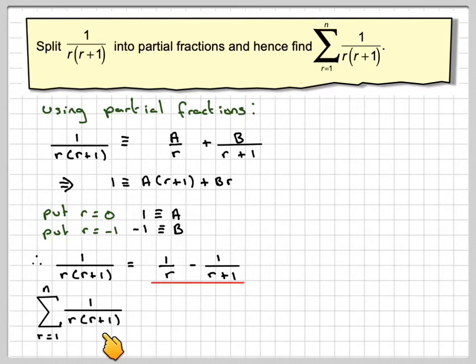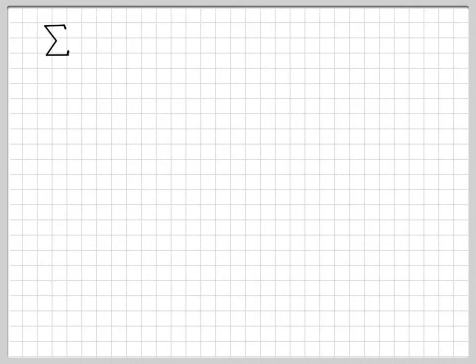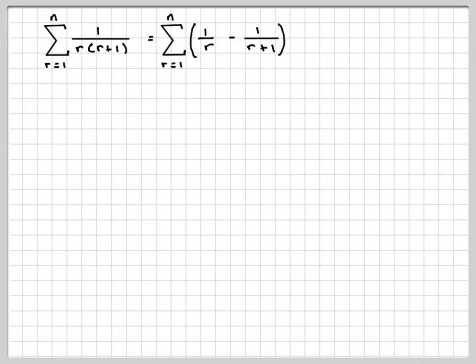Right, it says then use that to find the sum from 1 to n of 1 over r times r plus 1. So the first step will be to put that equal to the sum of this, 1 over r minus 1 over r plus 1, the sum from r equals 1 to n. Okay, how are we going to proceed from here? What's quite useful sometimes is to write out a few of the terms of this sequence here.